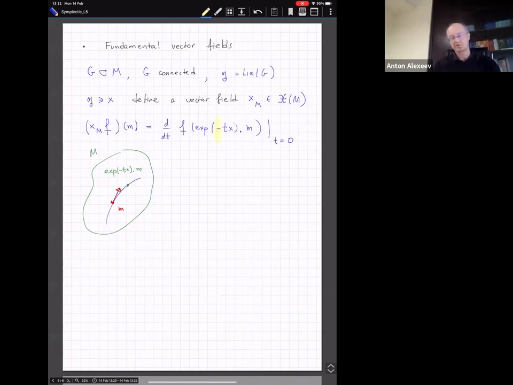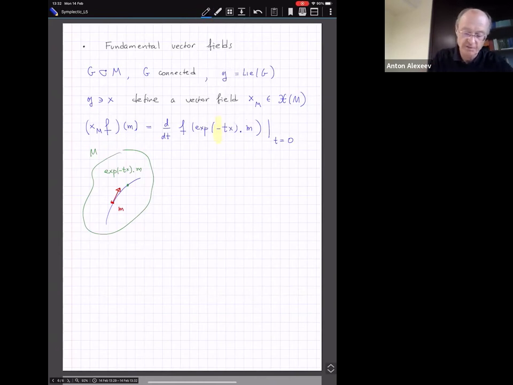Now, I'm always getting confused by the sign, and I hope I got my sign correctly. It's a little bit counterintuitive. Why all of a sudden a minus sign? It seems to be correct. And there will be an exercise in the next problem set where you need to verify that indeed it has good properties.